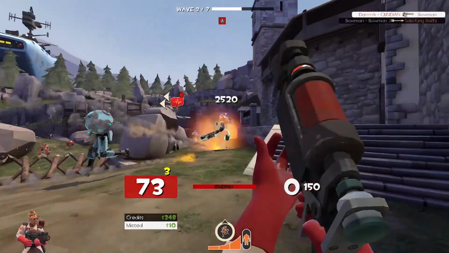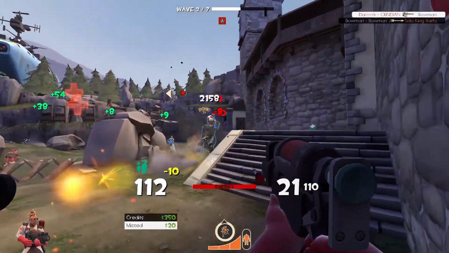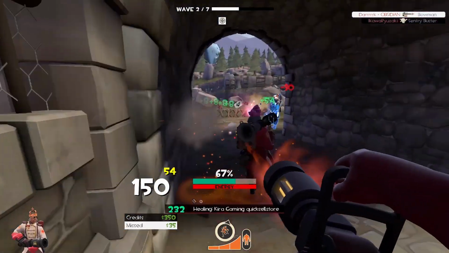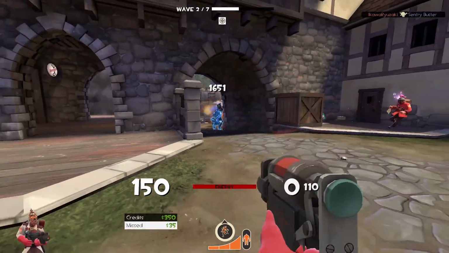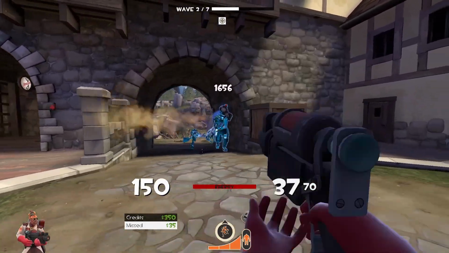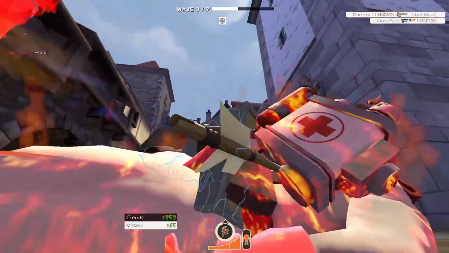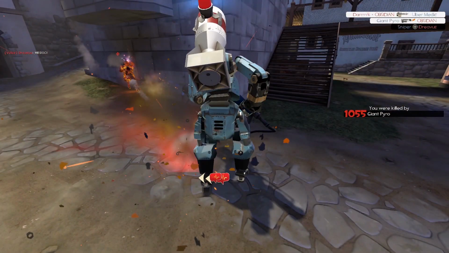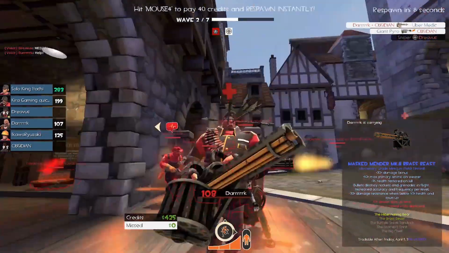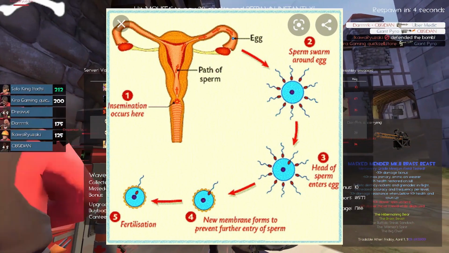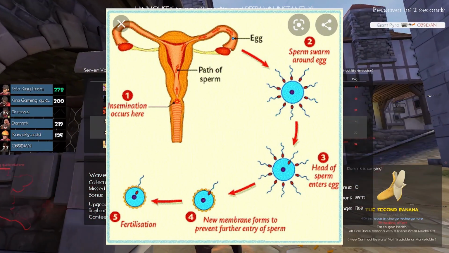How does that happen? During sexual intercourse or sex, the male inserts his erect penis into the vagina of the female. After that, the penis ejects semen into the vagina. The semen contains millions of sperm. Then the sperms swim up the uterus and then enter the oviducts.